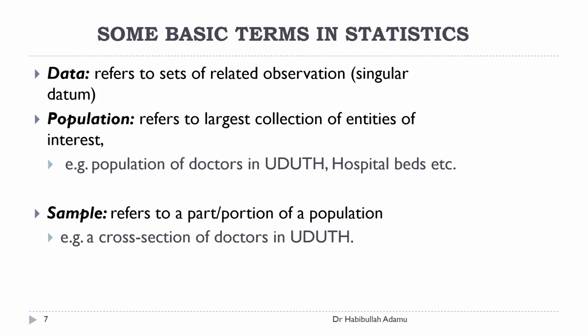So population can be either finite or infinite. I think this description is not in the slide. So we can have finite population or infinite population. So technically, a finite population is the population that the actual number is known. So if you know the actual number of population, then it is referred to as a finite population. If the actual number is not known, then that population is regarded as an infinite population.